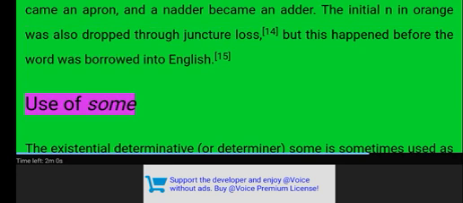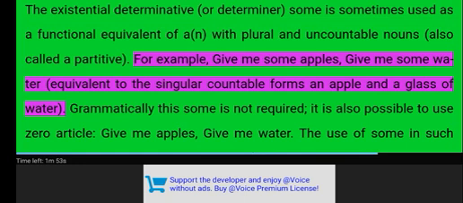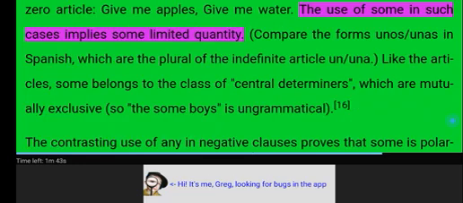15. Use of some. The existential determinative or determiner "some" is sometimes used as a functional equivalent of "a" or "an" with plural and uncountable nouns, also called a partitive. For example, "give me some apples" and "give me some water" are equivalent to the singular countable forms "an apple" and "a glass of water." Grammatically "some" is not required. It is also possible to use the zero article: "give me apples," "give me water." The use of "some" in such cases implies some limited quantity.